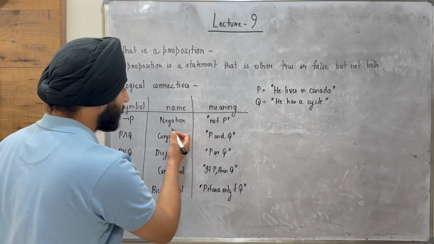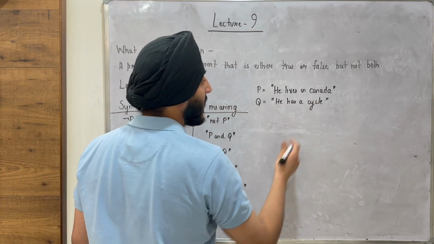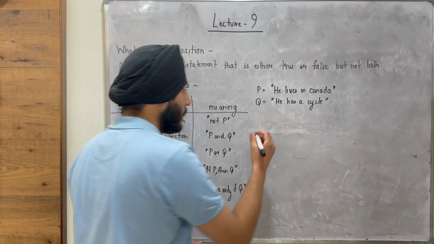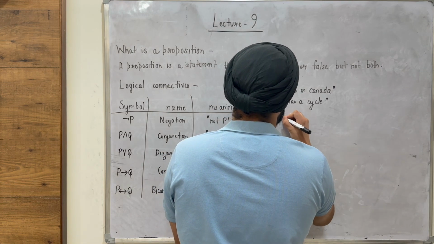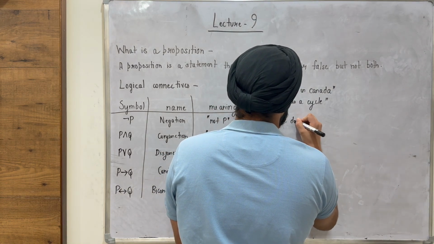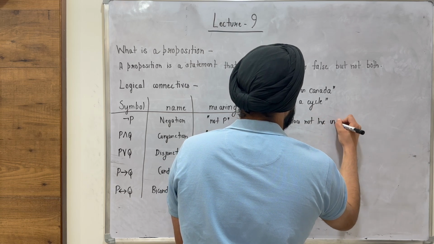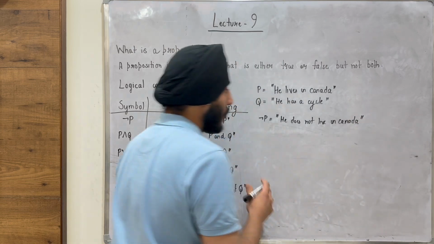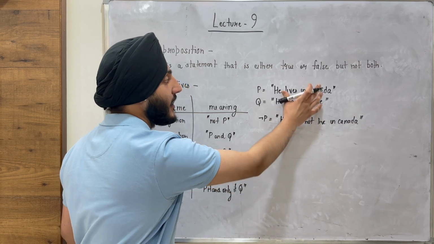So let's try to understand this over here, right? I know that P is he lives in Canada. Not P would basically mean he does not live in Canada, right? So negation of P is going to be he does not live in Canada, right? So I hope you're able to understand it. He does not live in Canada. This is the opposite of he lives in Canada.